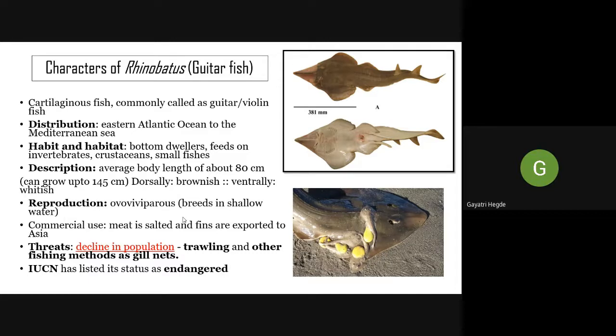Sorry, I made a mistake. It is not called ghost fishing. It is called bycatch. I was having that doubt inside my mind. It is called bycatch, where any fish is caught by mistake. That phenomenon is called bycatch. Due to bycatch, due to trawling and other methods like gill nets, the population is declining.